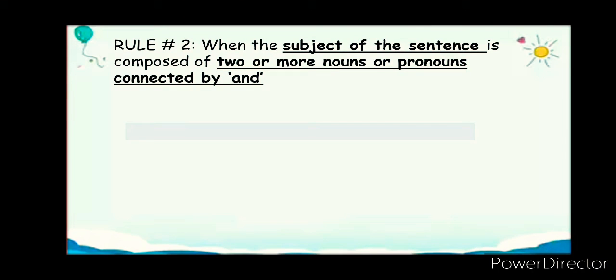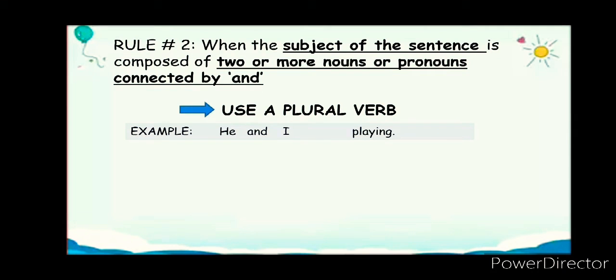Rule 2. When the subject of the sentence is composed of two or more nouns or pronouns connected by and, use a plural verb. For example, he and I were playing. Here, the subject comprises of two pronouns, he and I. They have been taken as plural subject. Hence, the agreement has been made with the plural verb were.